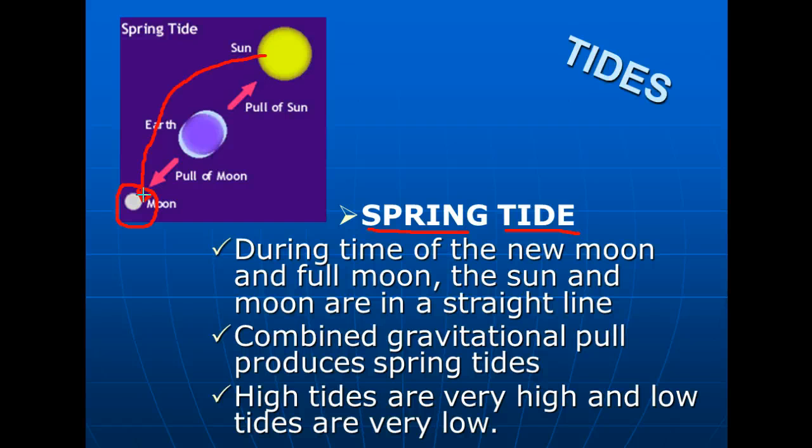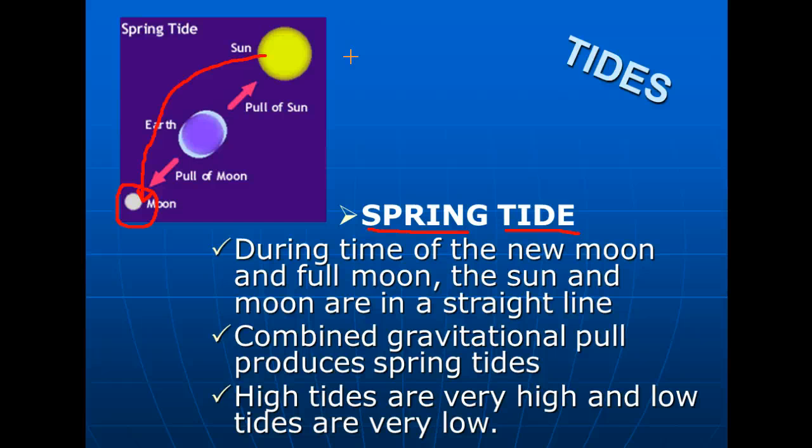Now, I also want you to write that during the time of a new and full moon, the sun, moon, and Earth are in a straight line. And that causes the spring tides. Now, the spring tides are what brings the very highest and very lowest tides. So if you want to remind yourself of that, write that in your notes as well.